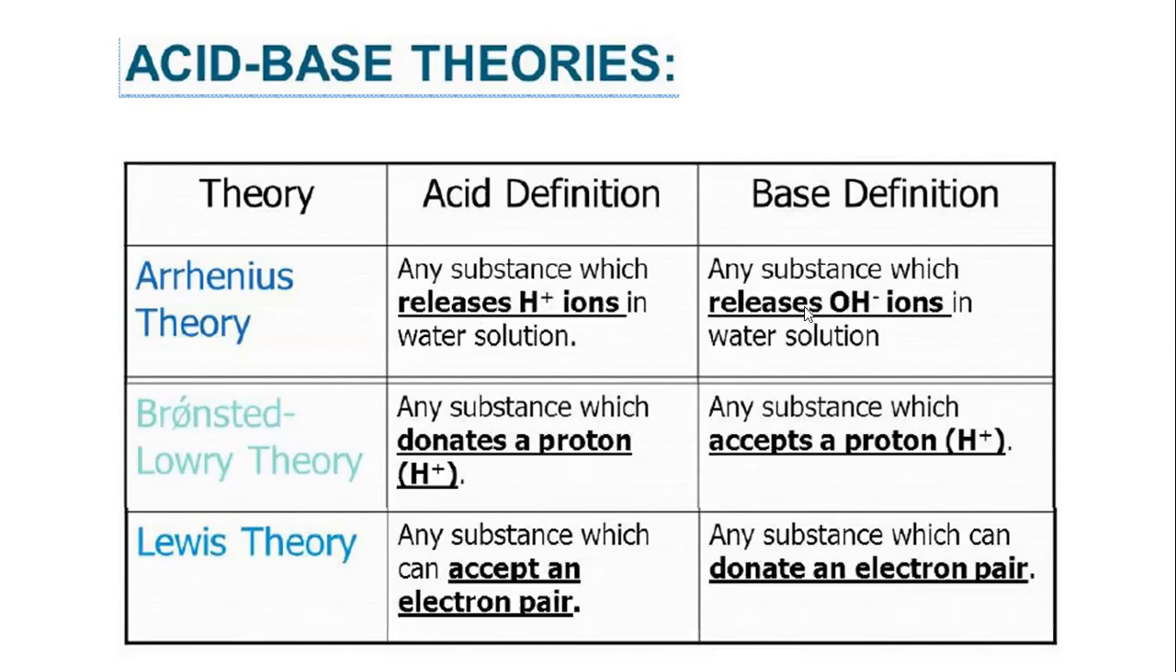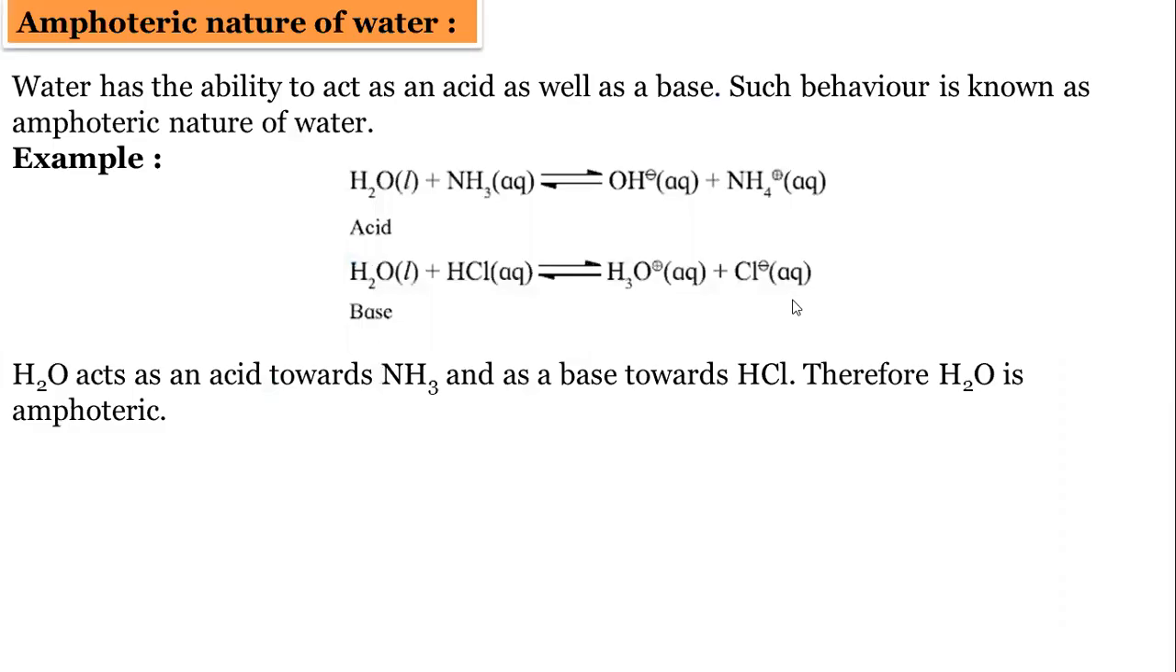For 2 marks, they can ask the question, write a note on Arrhenius theory. So we have to write the definition of acids and bases. They can ask questions like, explain acid and base with respect to Lewis theory, or explain acid and base with respect to Bronsted-Lowry theory. So this part is very, very important for the board examination, remember. These are the acid-base theories according to Arrhenius, Bronsted-Lowry and Lewis.